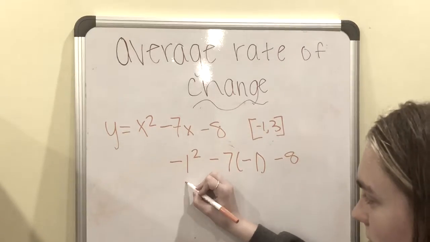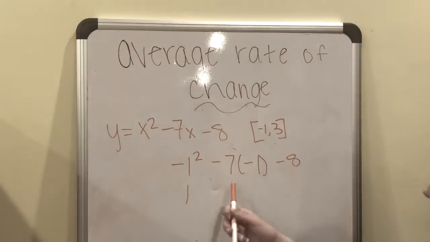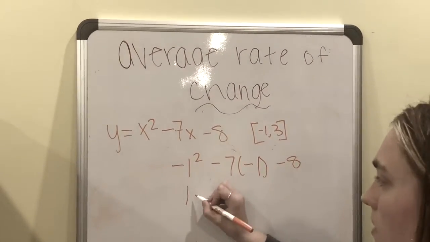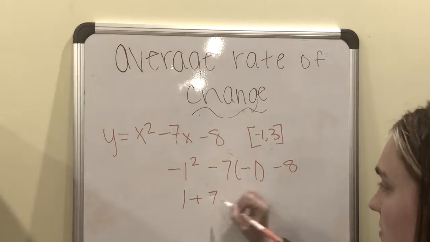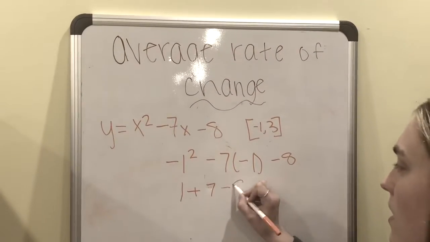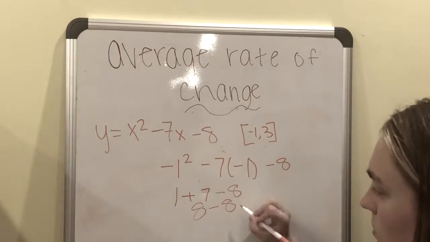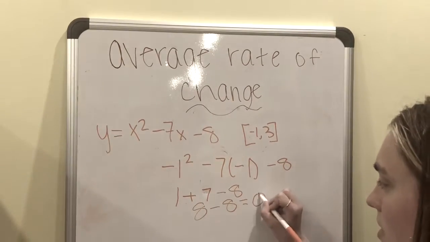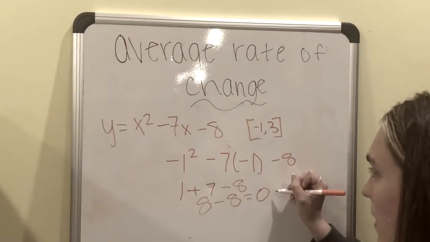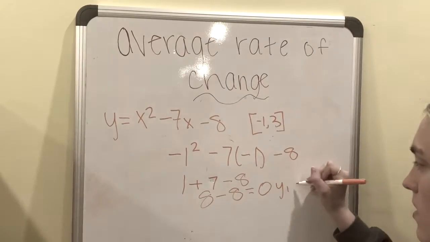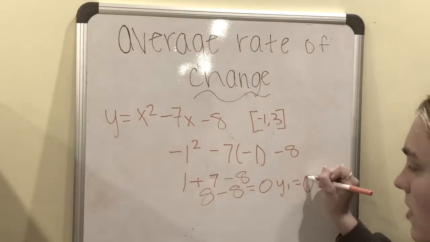-1 squared is 1. -7 times -1 is positive 7. Minus 8. This is 8 minus 8, which equals 0. So y1 equals 0.